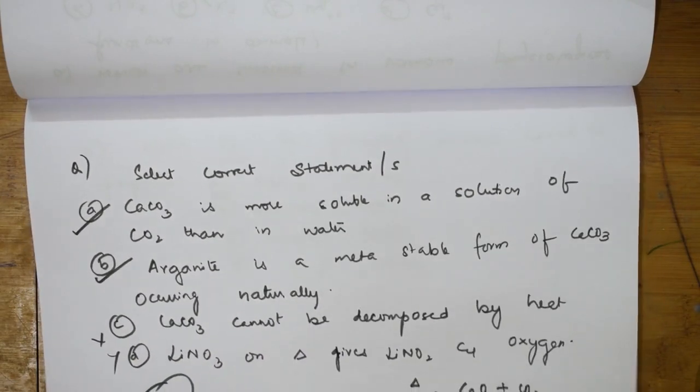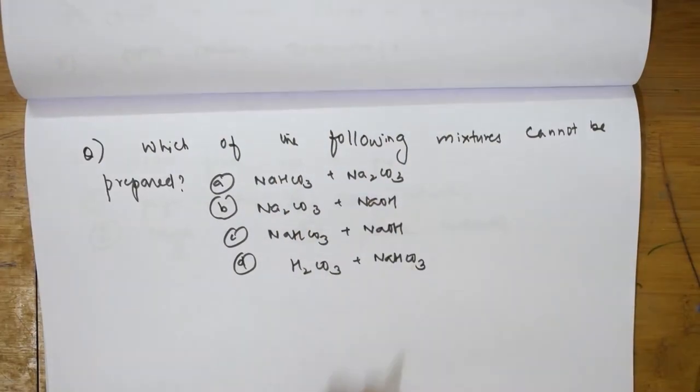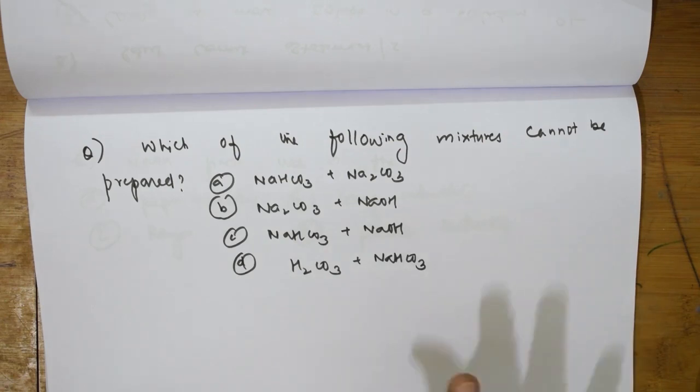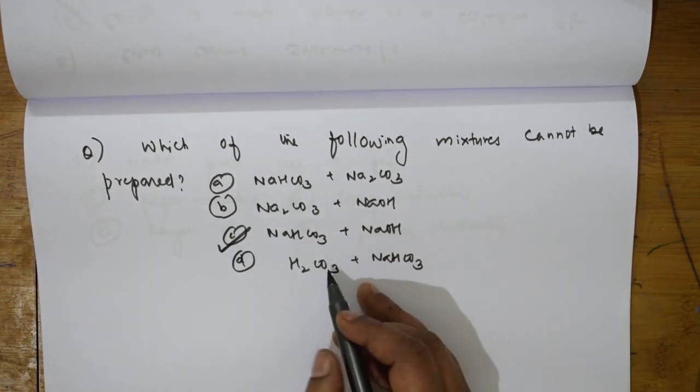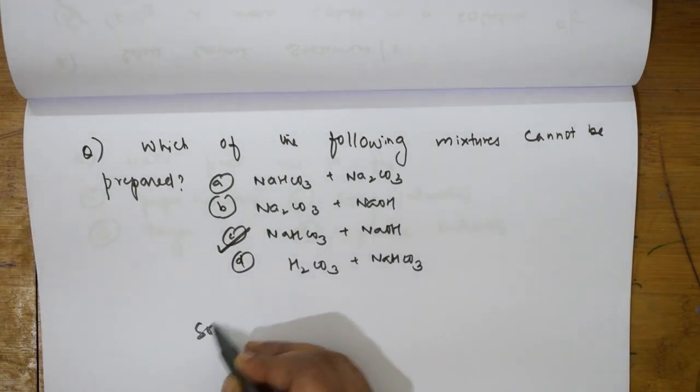Next question. Let us see the next question. Which of the following mixtures cannot be prepared? Fine. I'll just directly tell you the answer. The correct answer is this. This cannot be prepared. Why? Let me write the reason.